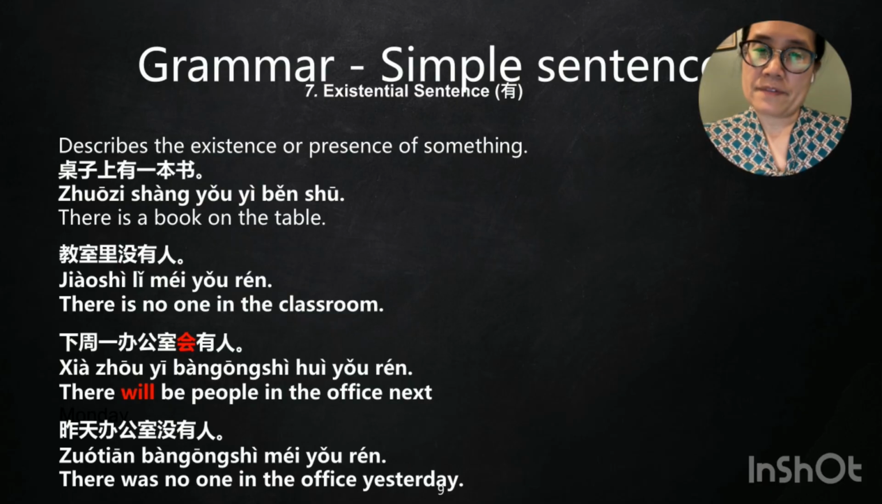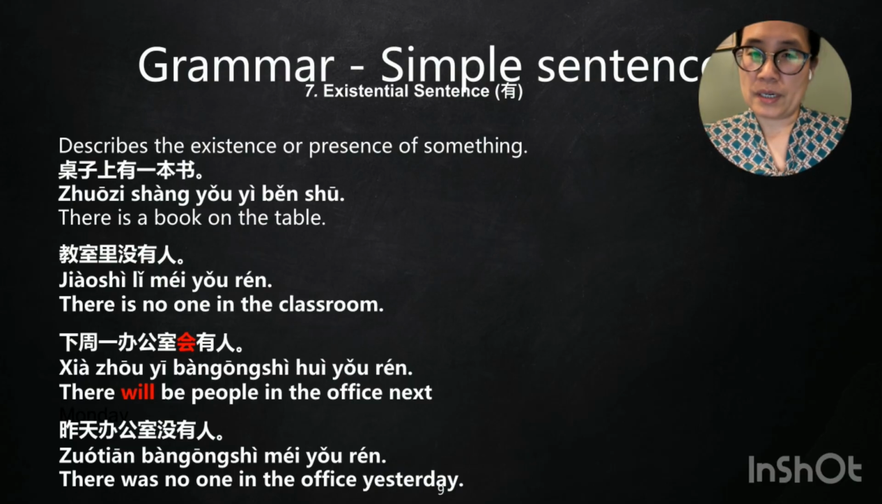The next type of sentence is the existential sentence, which is used to describe the existence or the presence of something. In Mandarin, we often use 有 to mean there is or there are. For example, 桌子上有一本书, there is a book on the table. To express that something does not exist, we use 没有. For example, 教室里没有人. There are no people in the classroom.